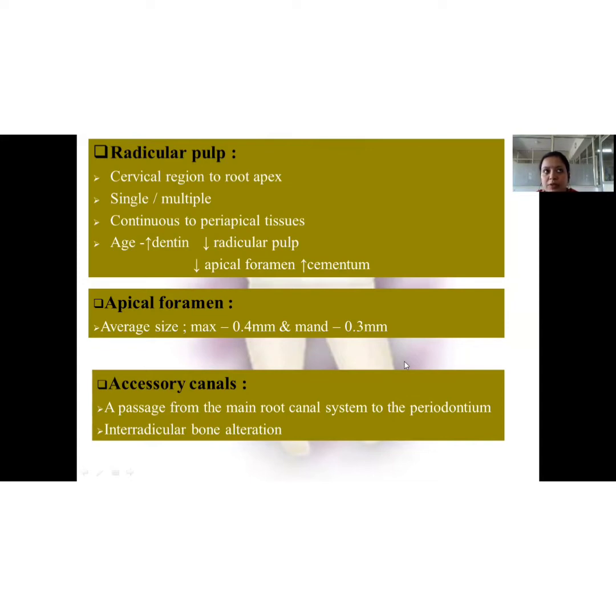They flare towards various areas. So basically, they are accessory canals. And as the age advances, there is interradicular bone alteration in the accessory canals. So the number differs.